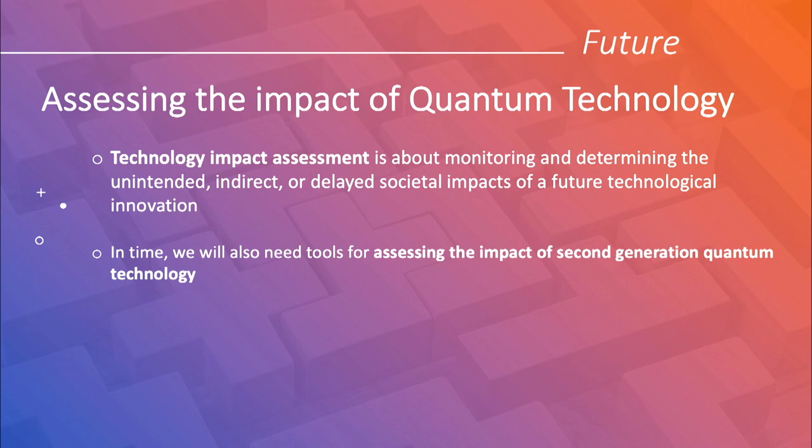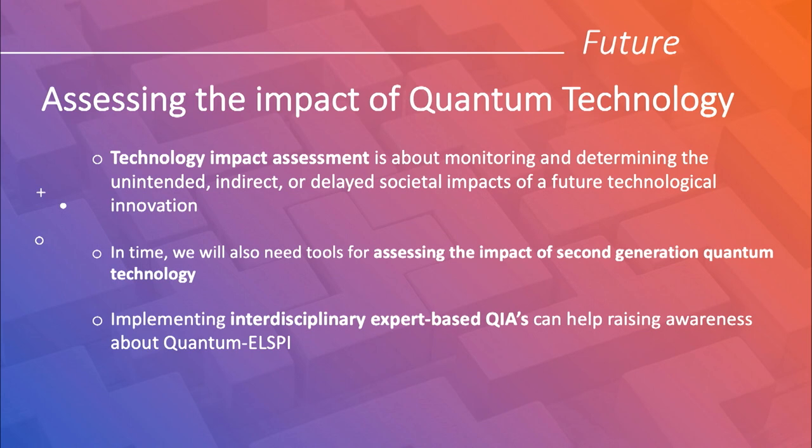In time, we also need tools for assessing the impact of second generation quantum technology, and quantum impact assessments are important practical tools to facilitate responsible quantum technology adoption. Together with codes of conduct, best practices, roadmaps, and physics de-risking tools, KIA instruments can be used by stakeholders to explore and analyze how current technological developments affect the world we live in. And implementing interdisciplinary expert-based KIAs can help raising awareness about the LSP dimensions of quantum technology and quantum classical hybrids, and operationalizing our 10 principles for responsible quantum technology. For example, KIAs can cultivate a deeper understanding about the potential dual use character of quantum.